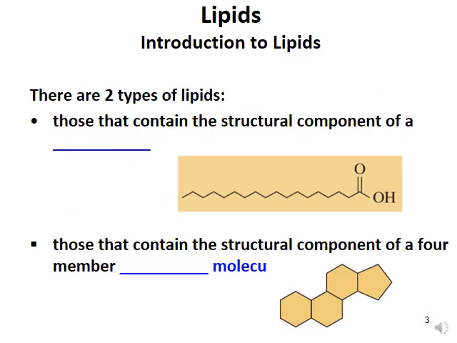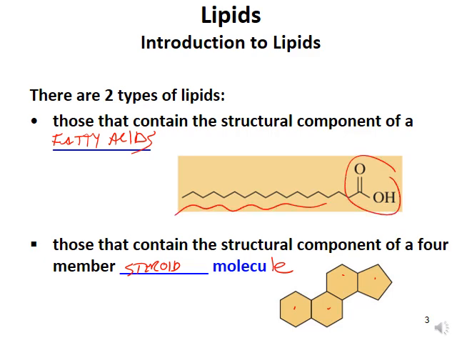There are two general types of lipids that we have to be ready for. We already talked about these briefly, fatty acids and steroids. There's the four-member ring steroid molecule, and then there's the acid part and there's the fatty part.